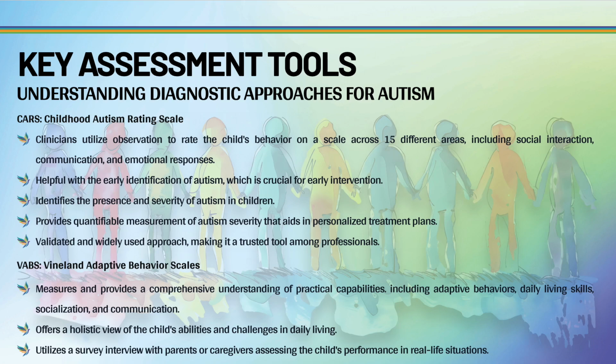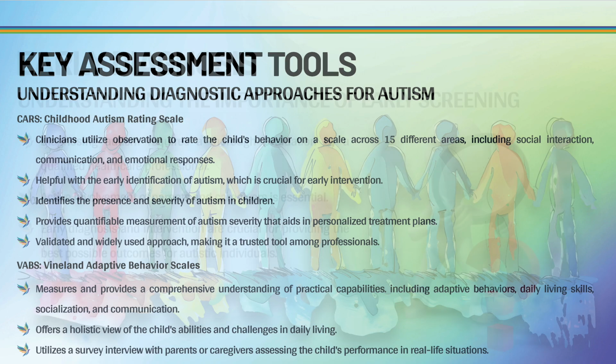The VABS, or Vineland Adaptive Behavior Scales, measures adaptive behaviors, daily living skills, socialization, and communication to comprehensively understand a child's practical capabilities. Through a survey interview with parents or caregivers, VABS assesses the child's performance in real-life situations, offering a holistic view of their abilities and challenges in daily living. Together, these tools play a vital role in the diagnosis and tailored support of autistic children.